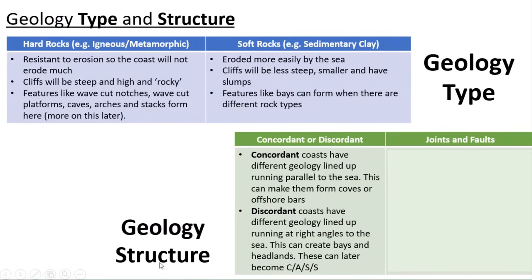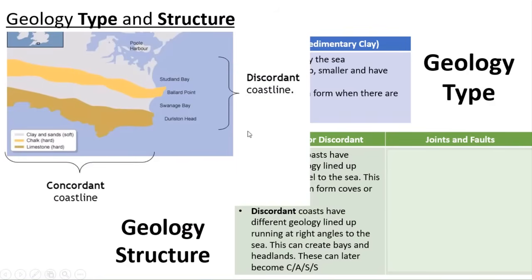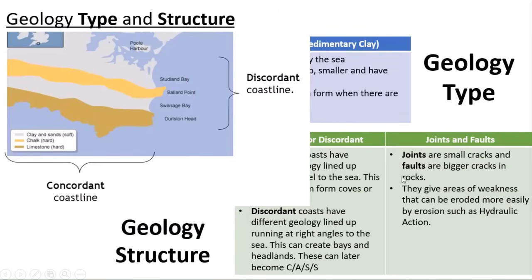And just to show you the difference between the two in an image, here is the Dorset coastline. So this is Studland Bay, Swanage Bay, with your two harder, more resistant limestone and chalk rocks there, which stick out as headlands, and the bays in between. So that's a discordant coastline. A concordant coast is where you've got the line that runs parallel to the sea as well. Okay, so this area is less likely to do as much erosion, unless it does have the next feature, which is things like joints and faults. So joints are small cracks and faults are bigger cracks in the rock.